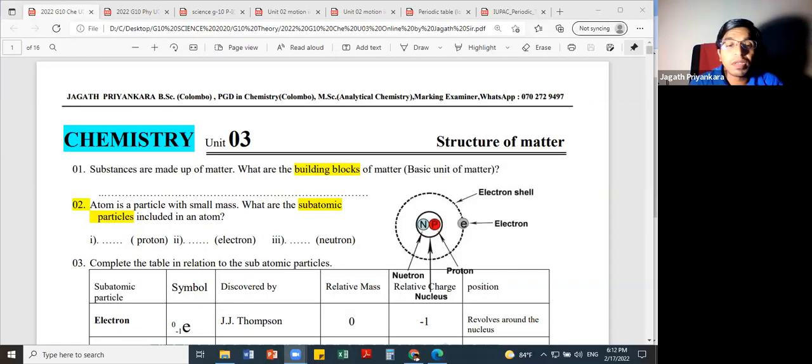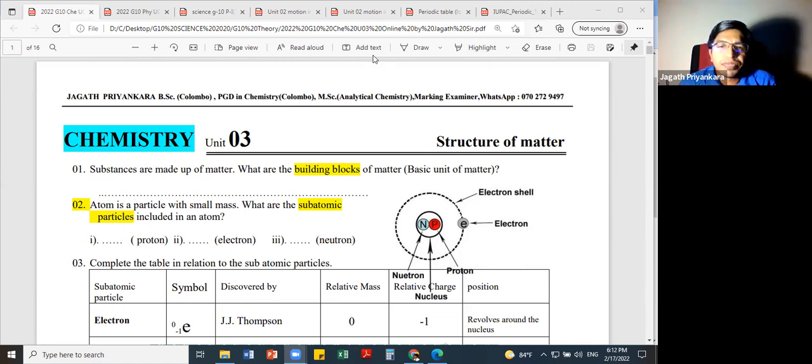This is chapter 3, unit 3, structure of matter. You can see the screen now. Matter means anything that occupies space and has a mass. Non-matter means no mass and it doesn't occupy space. Matter can be solid, liquid or gas, and non-matter basically means energy.